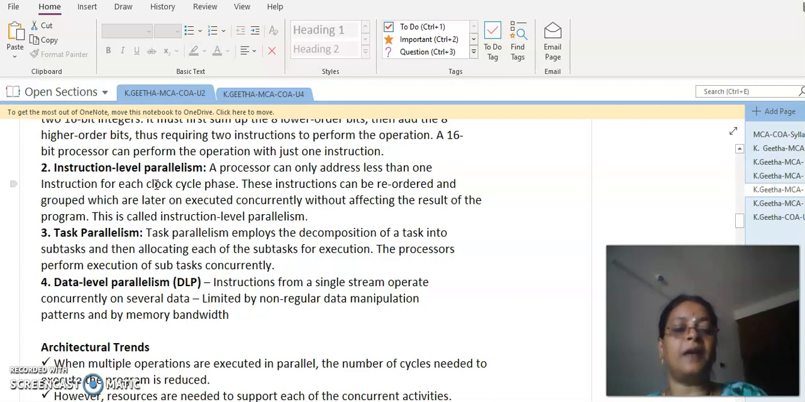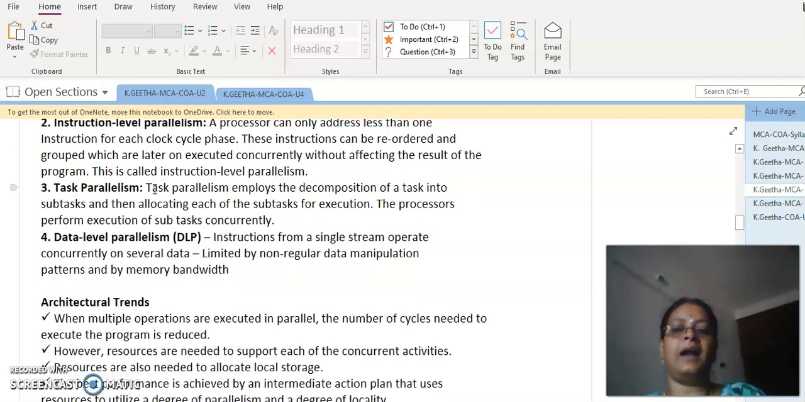So the compiler has to be fine-tuned to identify the dependency, and accordingly it has to shuffle the instructions on its own in such a way that it is not going to affect the result of the program. And then the next level of parallelism which we are going to focus on is task parallelism. Here, task parallelism employs the decomposition of the task into subtasks. So the main task is going to be divided into subtasks, and these subtasks are identified in an independent manner, and they can be executed by the processors concurrently.